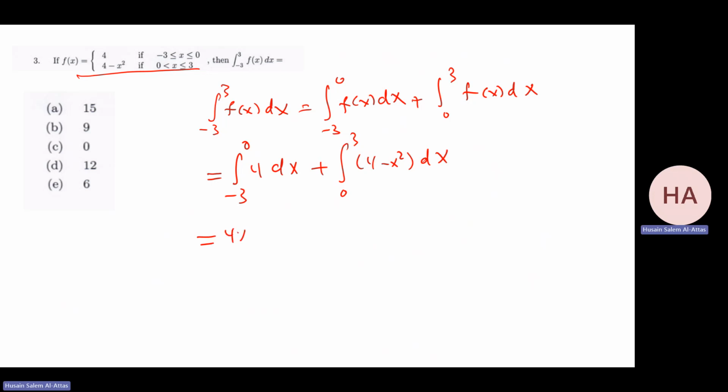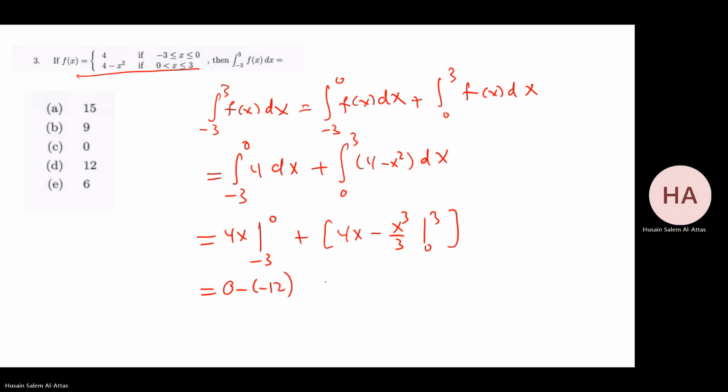So I have 4x from -3 to 0, and here I have 4x minus x cubed over 3 from 0 to 3. But I have 0 minus minus 12, plus here I have 12 minus 3 cubed over 3, which is 9. So it will be 12 plus 3, which is 15, which is the distance.